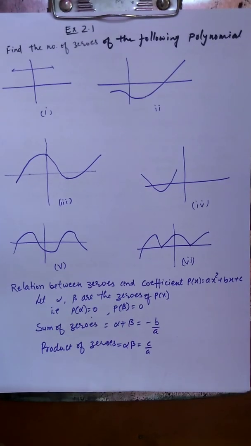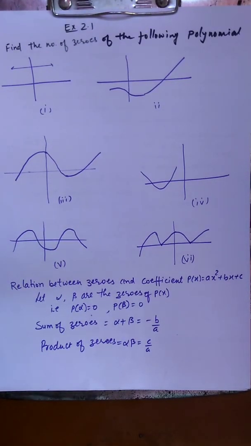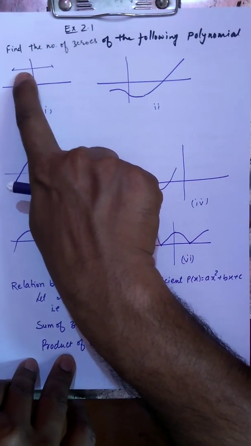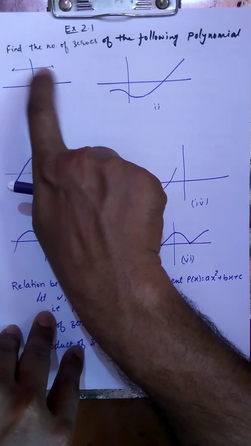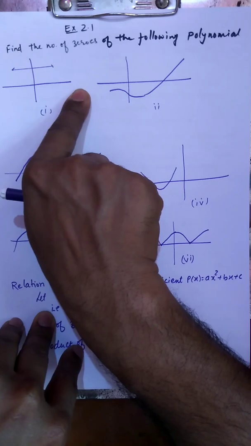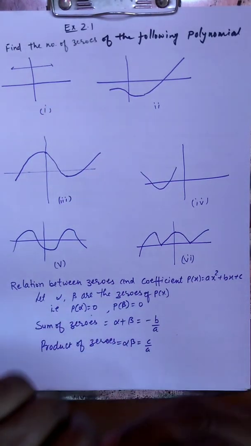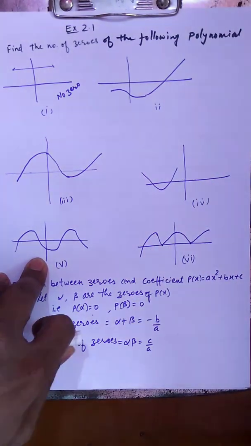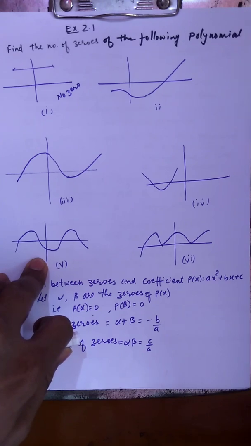Now after the discussion on the graphical representation of zeros, we will take exercise 2.1, and the first question is based on graphs only. This question is asking you, in the following figures, how many zeros are there of the given polynomial or graph. You first see that this is the graph, this is the line. Is this line cutting the x-axis at any point? No. So it means that this polynomial has no zero.